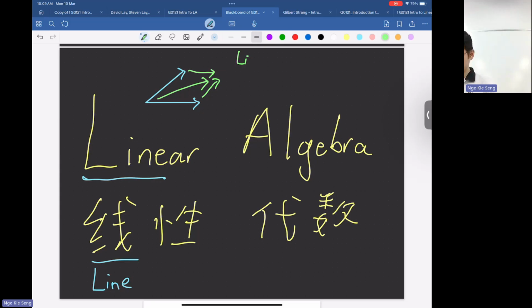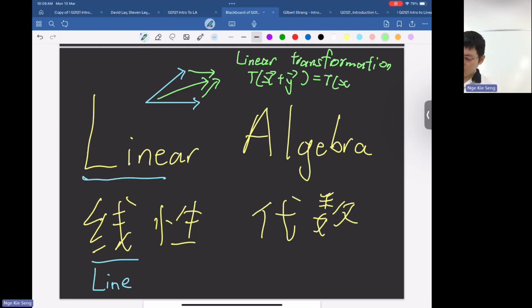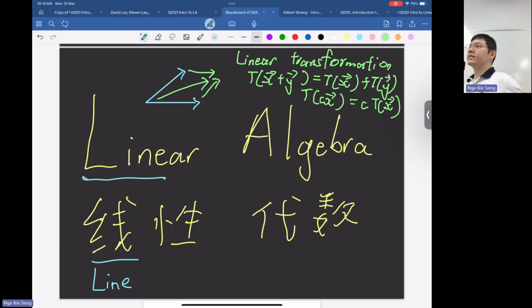So linear transformation. We send lines to lines, correct or not? We send lines to lines how? T(x plus y) equals Tx plus Ty, correct? We send a scalar multiple of a line to a scalar multiple of a line. So basically we just send lines to lines. So we are studying functions on lines. Linear algebra.